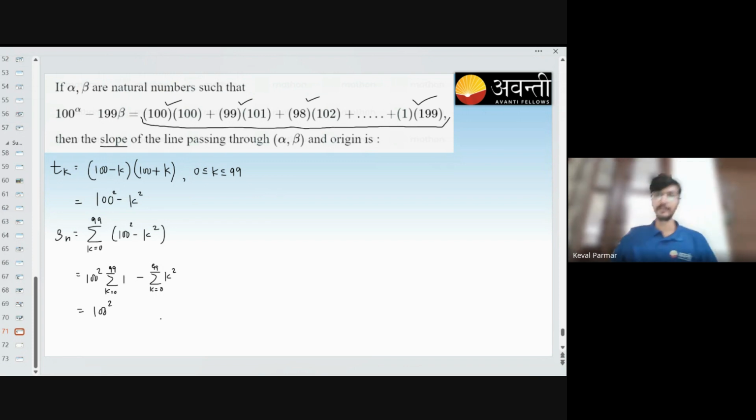Now, let me tell you one interesting thing. If I calculate k from 1 to 10, I'll get 10 numbers: 1, 2, 3, 4, 5, 6, 7, 8, 9, 10. But if I calculate k from 0 to 9, then also I'll get 10 numbers: 0, 1, 2, up to 9. So if I calculate from 0 to 99, I'll get 100 numbers. And the sum of those 100 numbers is 100 minus the summation of k square. What is the formula for k square? It is n into n plus 1 into 2n plus 1 upon 6, with n as 100: 100 into 100 plus 1 into 2 times 100 plus 1 upon 6.